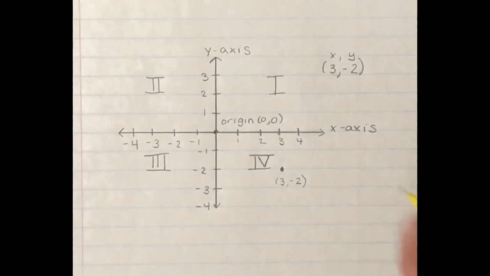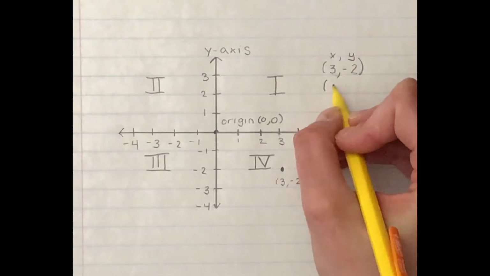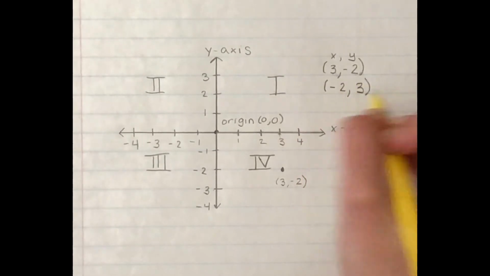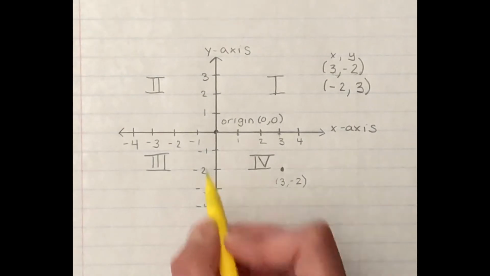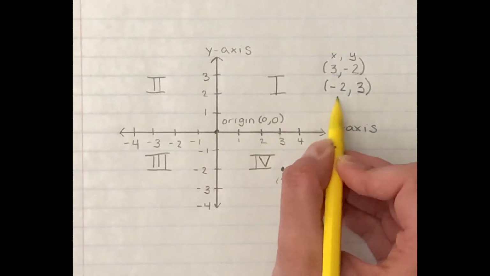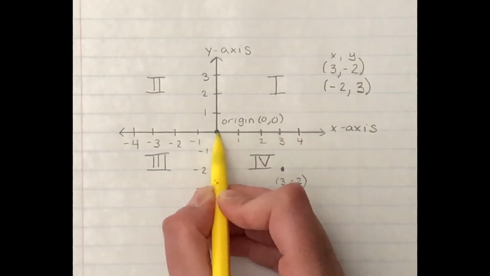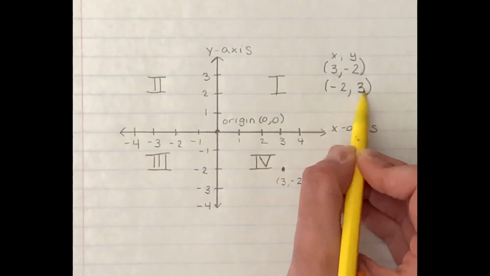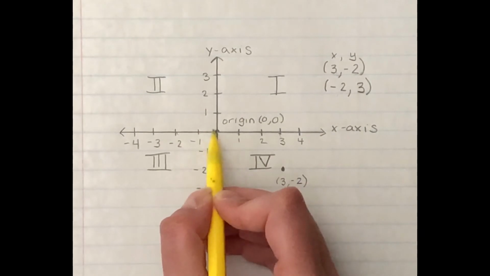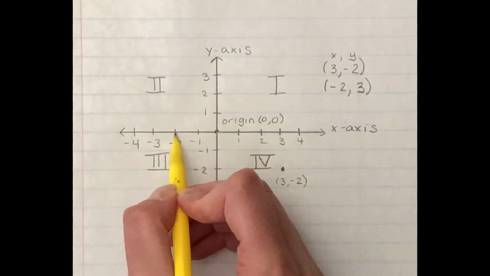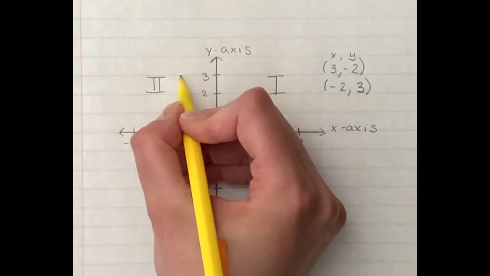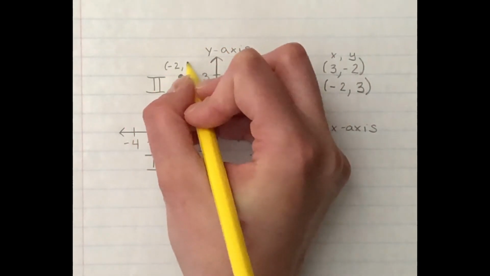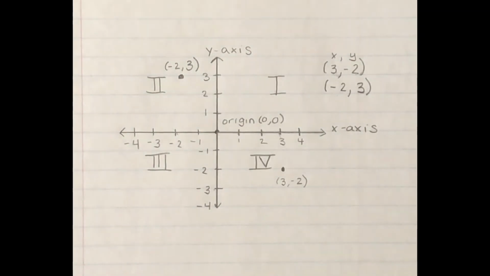If I want to plot the point, we'll do one more example. If I want to plot the point -2, 3, same process. Going to start at the origin. I see my x is negative now, so I'm going to go to the left to -2. And now my y is positive, so I'm going to go up. Over 2, up 2, 3. And here is the point, -2, 3. Simple.